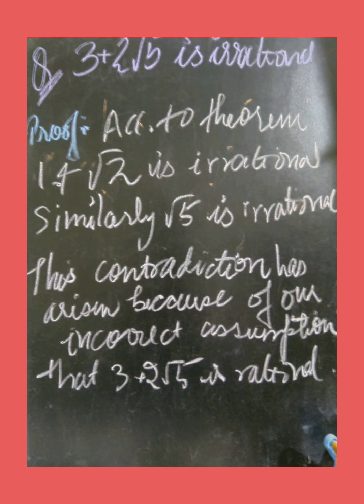Okay, we have shown that root 5 is rational, but according to theorem 1.4, root 5 is irrational, just as we proved for root 2. So we can say that our assumption was incorrect. This contradiction has arisen because of our incorrect assumption that 3 plus 2 root 5 is rational. So it is not rational. It means that 3 plus 2 root 5 is irrational. Hence, proved. Okay. Now we are completed with exercise 1.3.